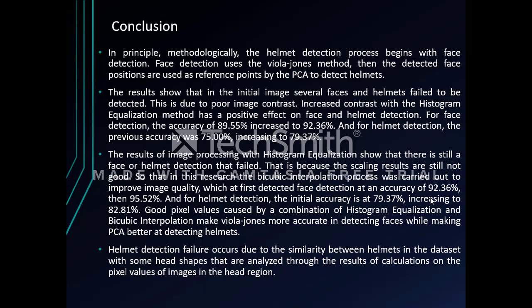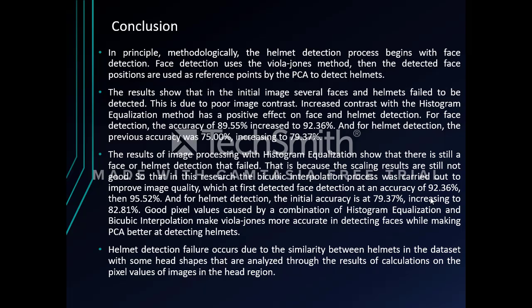Okay, now we jump to the conclusion. In principle, methodologically, the helmet detection process begins with face detection. Face detection uses the Viola-Jones method. Then the detected face positions are used as reference points by the PCA to detect helmets. The results show that in the initial image, several faces and helmets failed to be detected. This is due to poor image contrast.